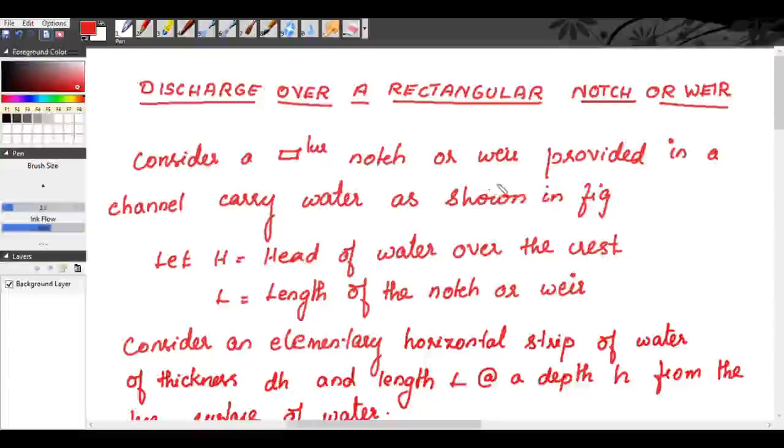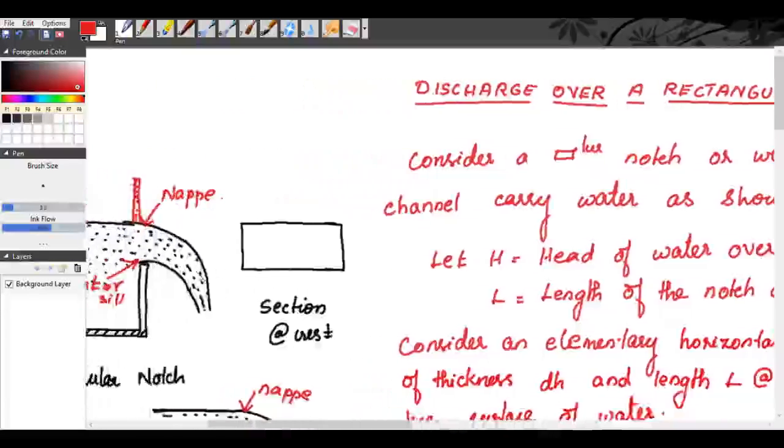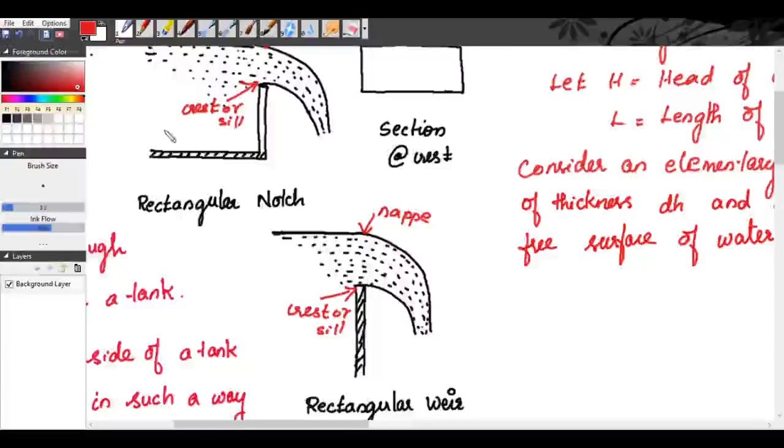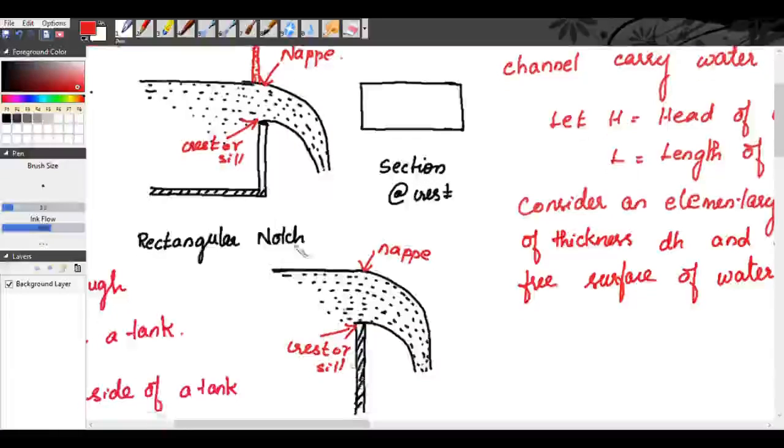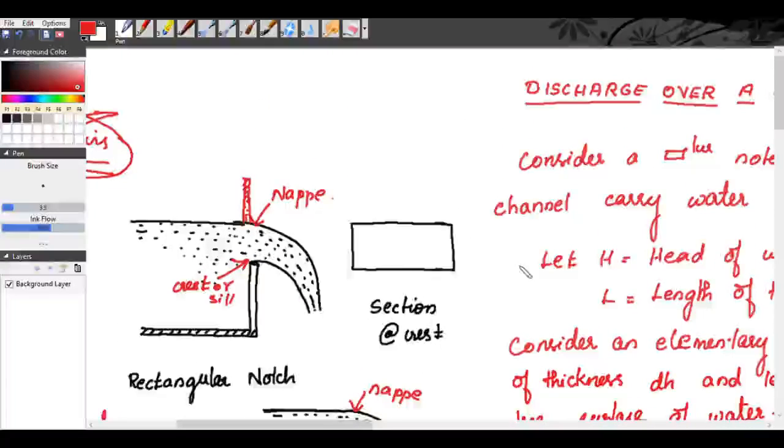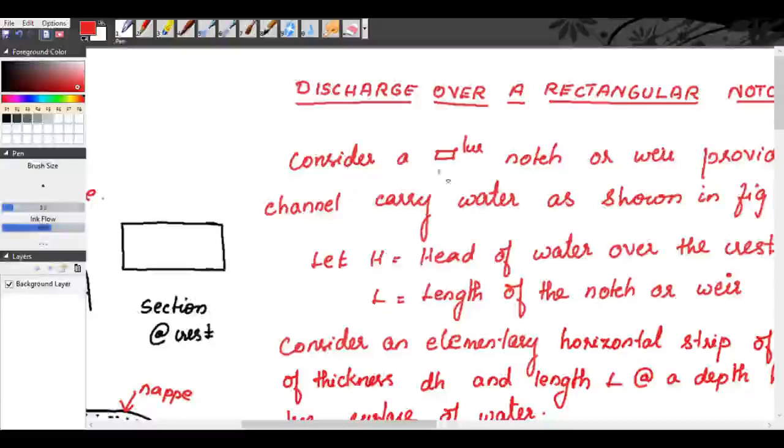Now, discharge over a rectangular notch or weir. Consider a rectangular notch or weir provided in a channel carrying water as shown in the figure. See this. You can consider this rectangular notch or rectangular weir. For both of these, if you take a section at the crest, the section will be a rectangle, right? So that is why it is called a rectangular notch or rectangular weir.